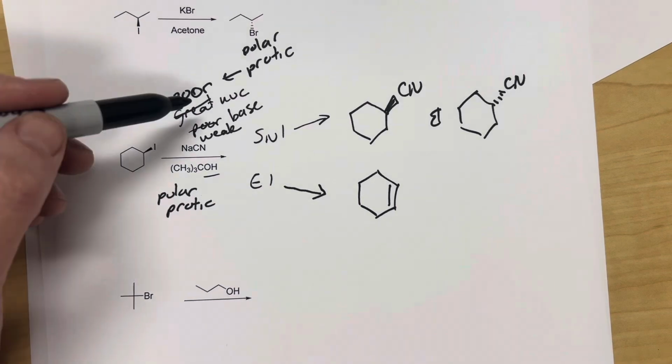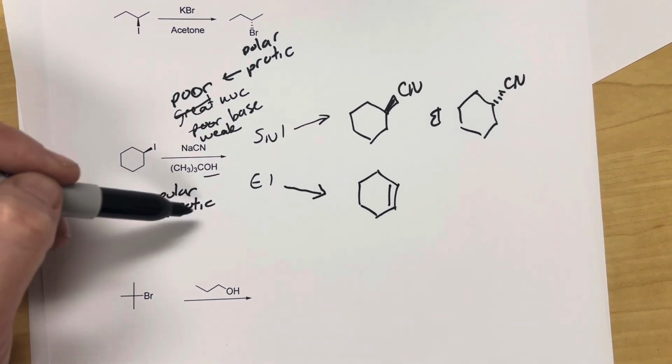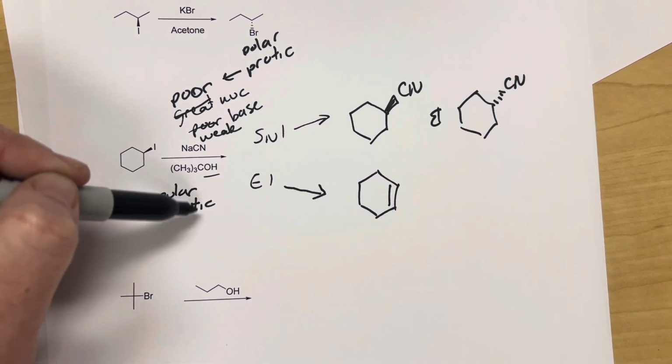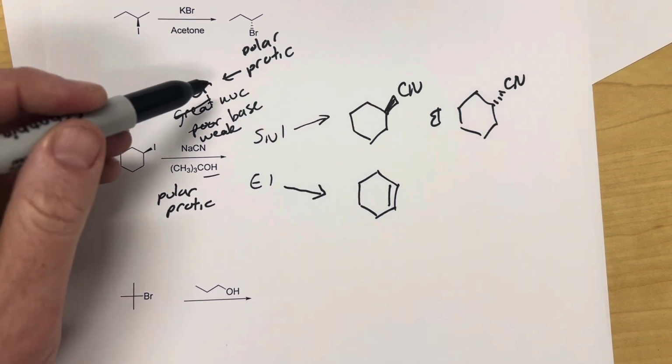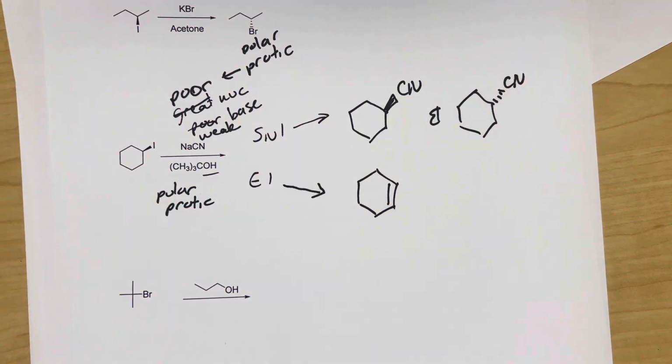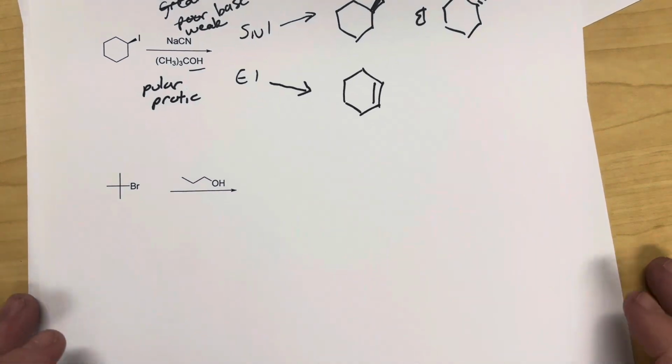So don't forget, especially if you have a really great nuke, to look and ensure that it's not in polar protic solvent, because if it is, that makes it a weaker nuke, and that's going to switch things up. Okay, on to this one.